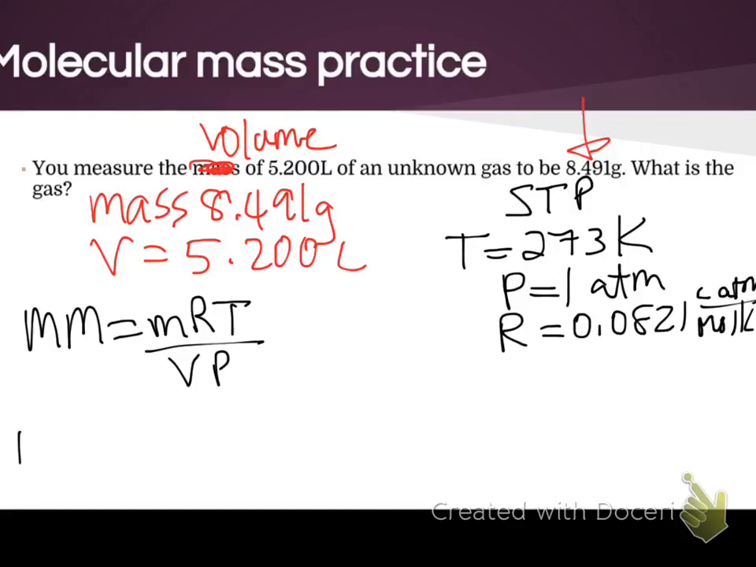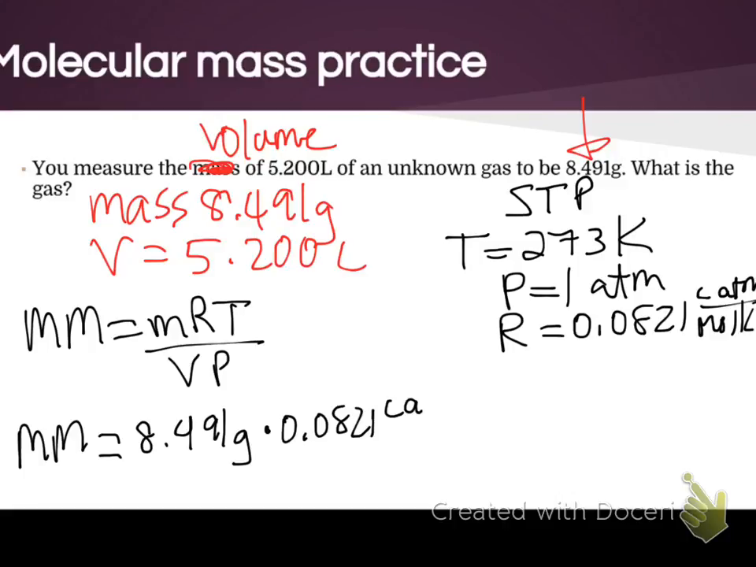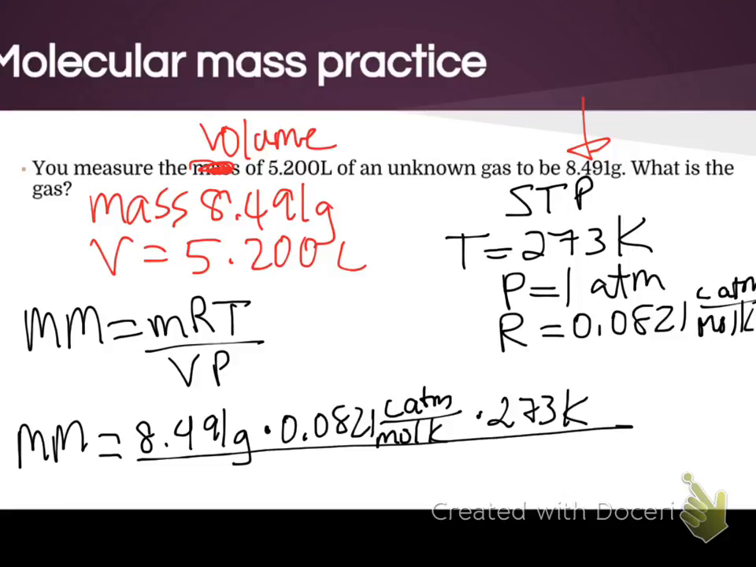Okay, so let's plug it in. So molar mass equals, the mass is 8.491 grams times R times T. T we said is 273. All of that divided by the volume of 5.200 liters, and also divided by pressure, which is 1 atmosphere.